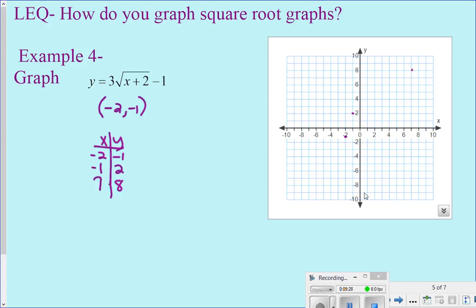Right there. Now I have certainly enough points that I can draw my graph. And again, just label the vertex negative 2, negative 1. Okay, and that does look like we expected. It looks to be vertically stretched from the original graph.